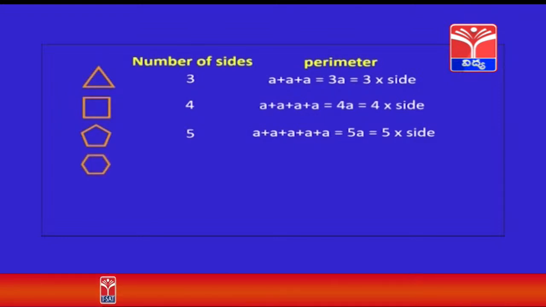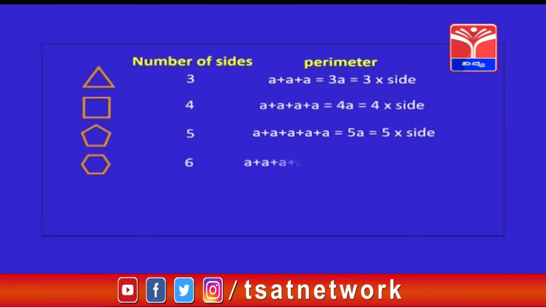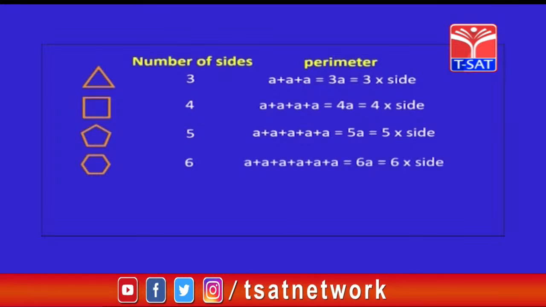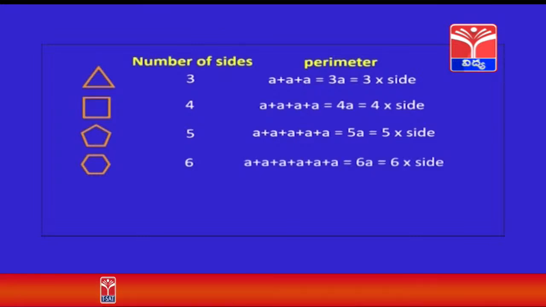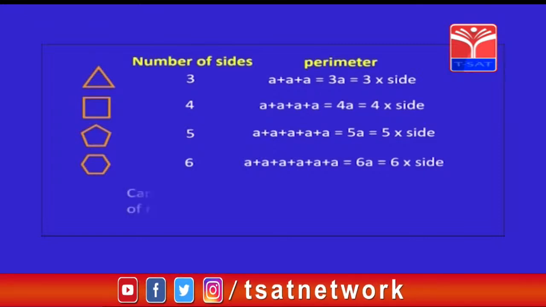Are you writing in your notebook? Then write before I show it on this screen. What is the next figure? Hexagon. How many sides? 6 sides. Each side is a units. What is the perimeter now? Yeah, perimeter is 6 into side. Can you tell me if there are 7 equal measured closed polygon? Heptagon. What will be the perimeter? 7 into side. Then if there are 10 sides, what will be the perimeter? 10 into side, like that.